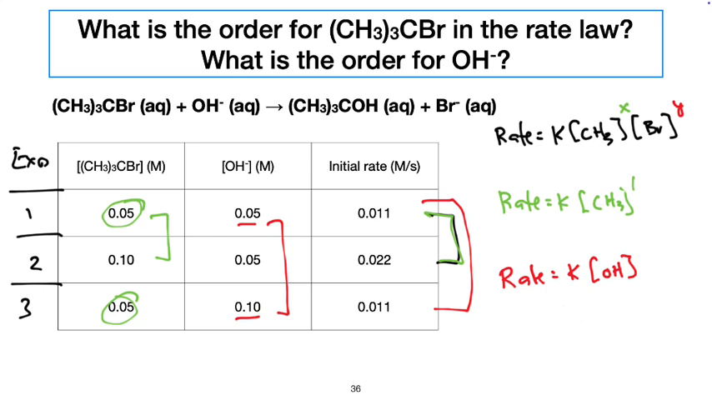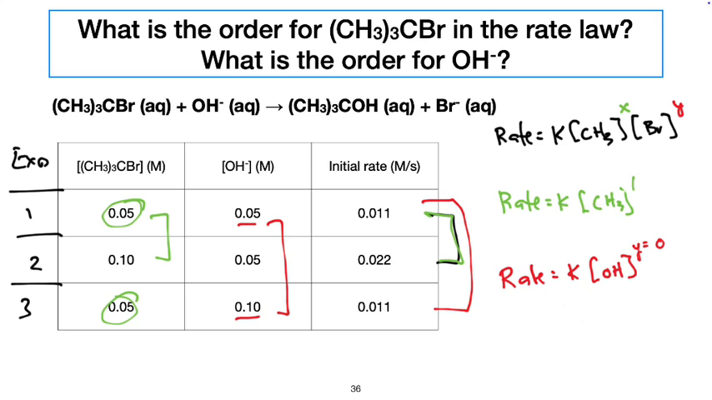What happened to the concentration of hydroxide from 1 to 3? It doubled. What happened to the rate? It stayed the same, which means does changing the concentration of hydroxide in my red rate expression change my rate? No. So what must the order be? 0. That Y must be equal to 0.